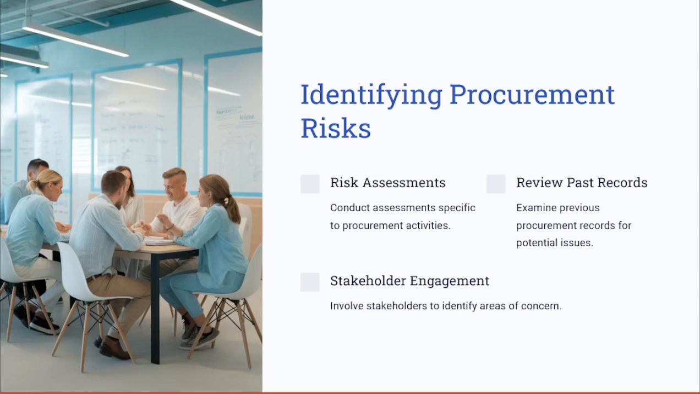For instance, reviewing a vendor track record might reveal a history of delivery delays, allowing you to adjust the timelines accordingly. Collaboration with the stakeholders ensures that all of the potential risks are considered when dealing with procurement.